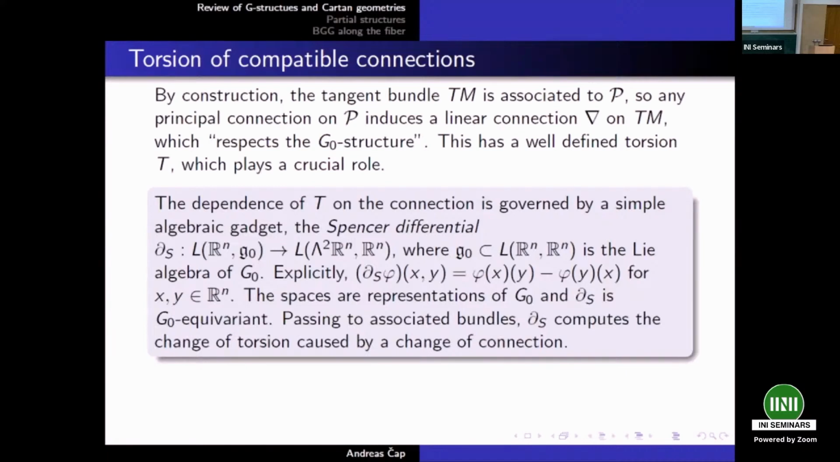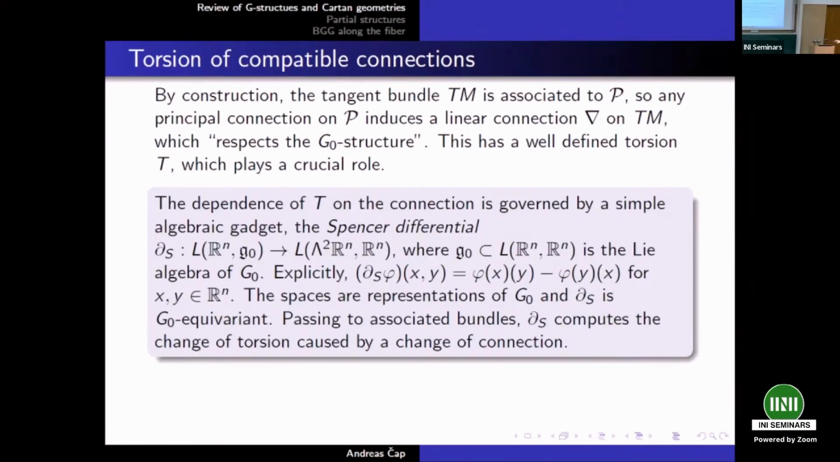And more importantly, these are representations of the group G0, because R^n is a representation since it's a closed subgroup or a covering of a closed subgroup. And 𝔤0, of course, is a representation under the adjoint. And this differential is G0 equivariant. So you even get a connection to representation theory of G0 here. And this is pretty important.